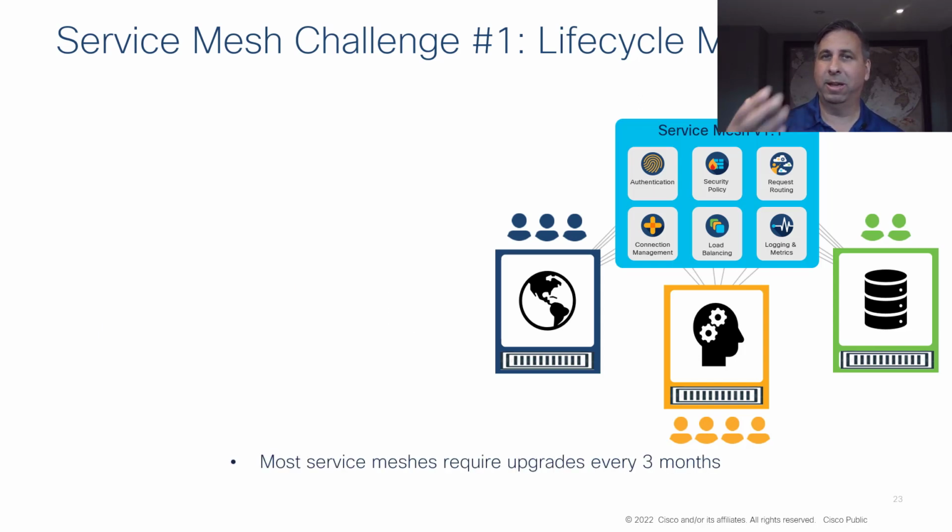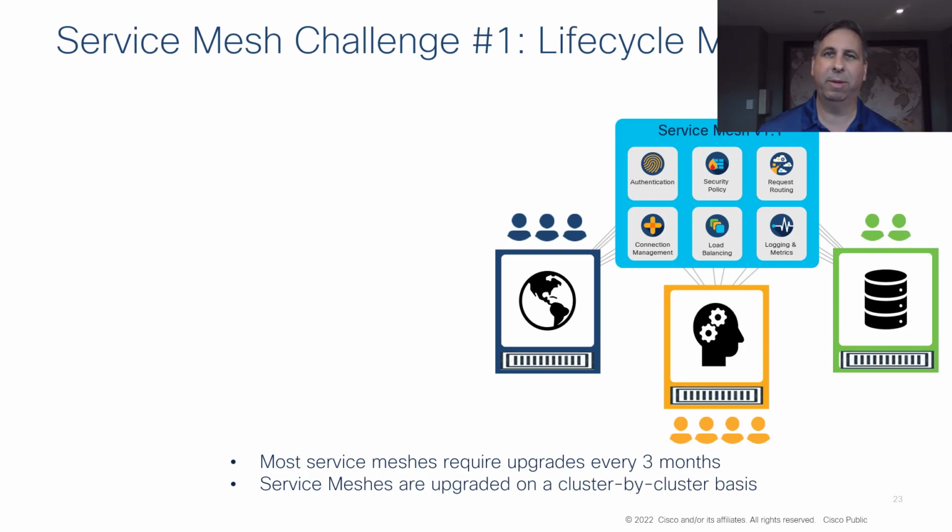And when you think about that, service meshes typically only have 3-month life cycles with only 2 supported versions, the current version and the previous. So if you have a production environment and you want to be on a supported version, this forces you to upgrade your mesh every 3 months. And this is done on a cluster by cluster basis.